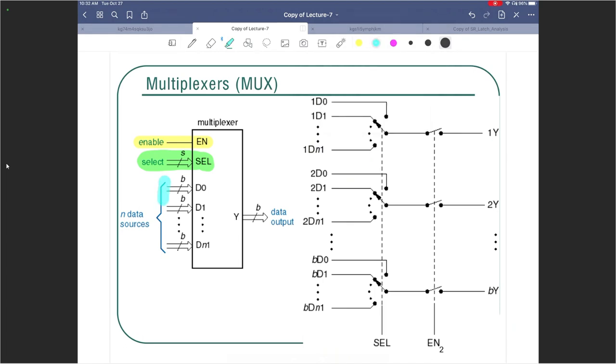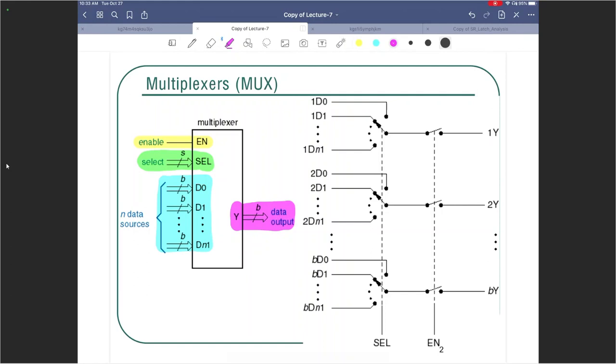In this case, we have many data inputs, data sources. This is going from 0, 1, 2, 3, and so on up to n minus 1. So in total, there are n data sources. Each data source does not necessarily have to be 1 bit each. Here, each data source is b bits each, and the number of select lines is s. Depending on what the select input is, we will select one among D0, D1, D2, and so on, and that's what goes to Y. So Y is our data output. Let me use pink for that.